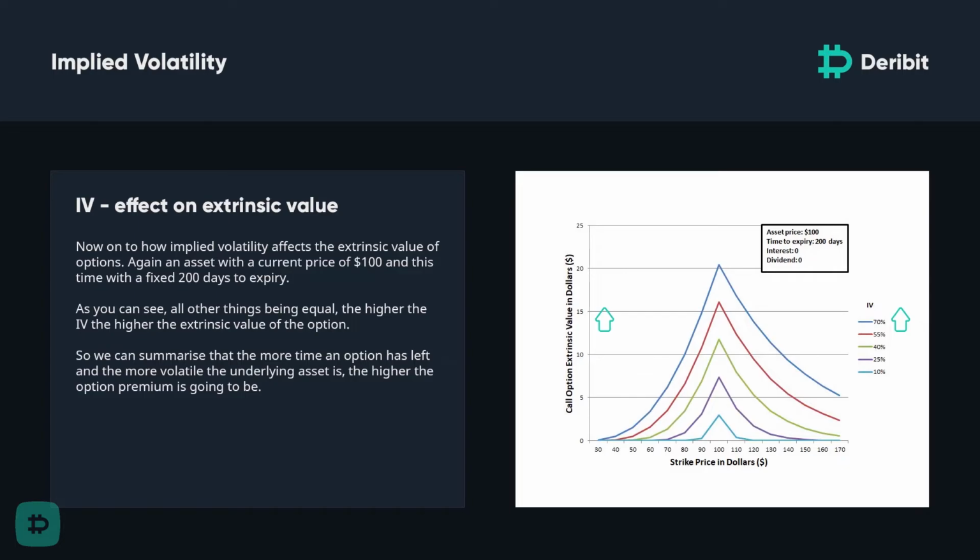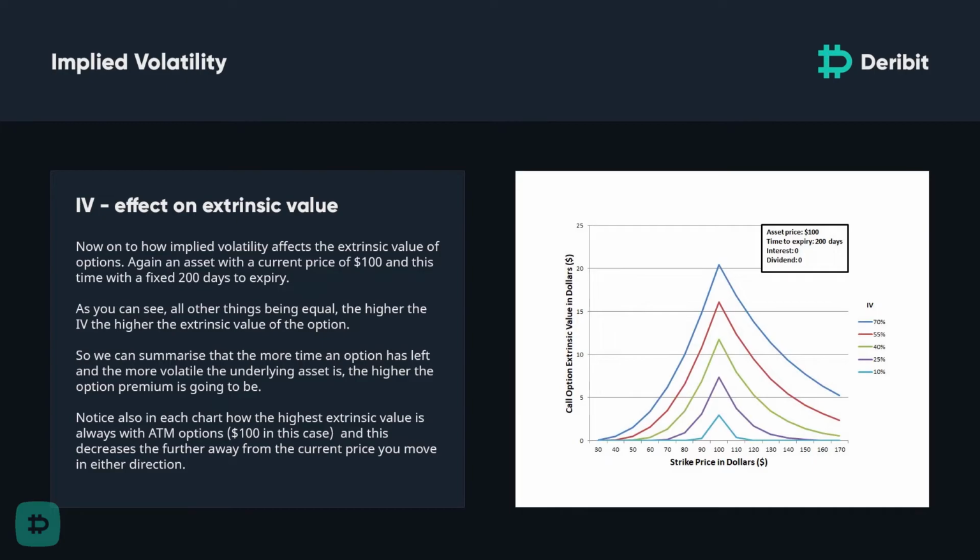option. So, we can summarize that the more time an option has left and the more volatile the underlying asset is, the higher the option premium is going to be. This is due to higher volatility assets having a higher chance of expiring in the money and so having intrinsic value. Notice also in each chart how the highest extrinsic value is always with at-the-money options, $100 in this case, and this decreases the further away from the current price you move in either direction.